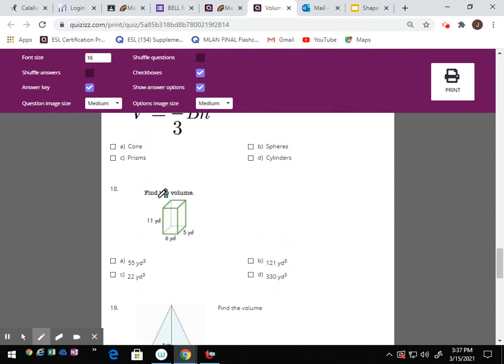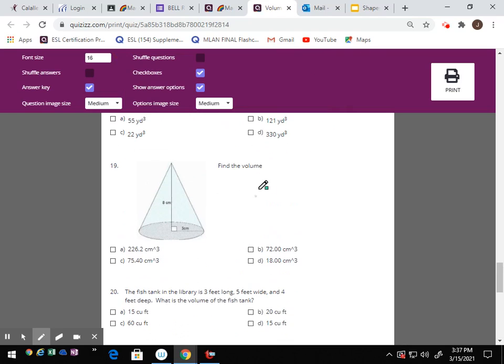We're going to skip down to question 19 now. All right, number 19 wants us to find the volume. See, our shape is a cone. So over here, I'm going to write the volume formula, which is V is equal to 1/3 times big B times H. The shape of our base is a circle. So we know the area formula for a circle is pi radius squared. We see our radius is 3, and we can see our height is 8.